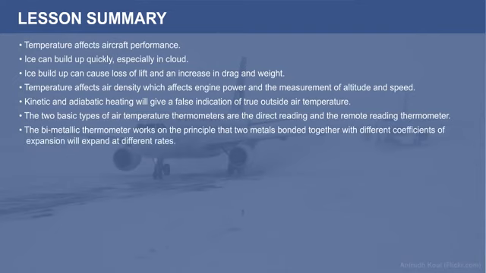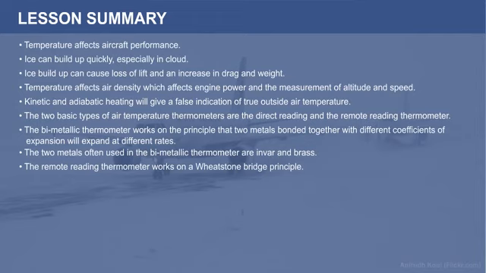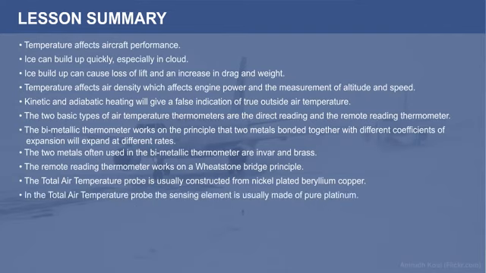The bimetallic thermometer works on the principle of two metals bonded together with different coefficients of expansion will expand at different rates. The two metals often used in the bimetallic thermometer are Invar and brass. The remote reading thermometer works on a Wheatstone bridge principle. The total air temperature probe is usually constructed from nickel-plated beryllium copper. In the total air temperature probe, the sensing element is usually made of pure platinum.